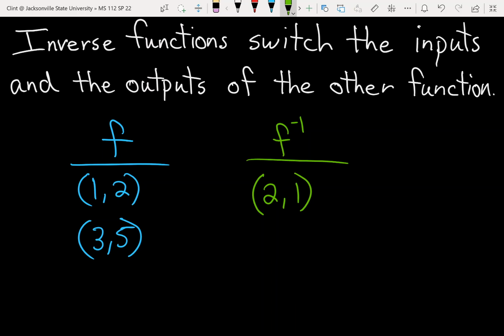Okay. And the idea is that if this function sends 1 to 2, then the inverse would send 2 back to 1, and we get back to where we started. Okay. So if we know the point 3 comma 5 is on the graph of f, the point 5 comma 3 has got to be on the graph of f inverse.